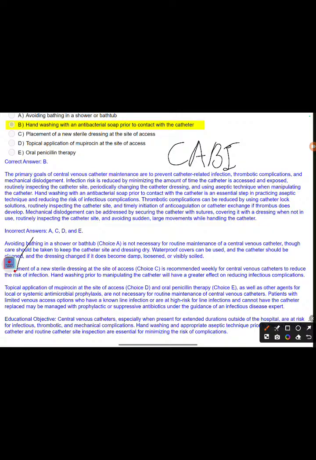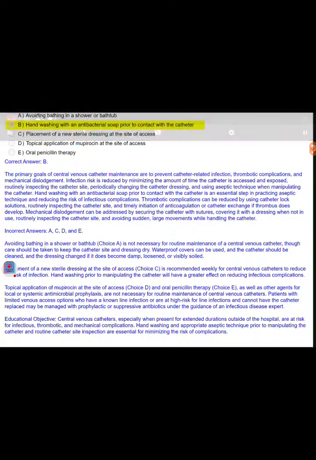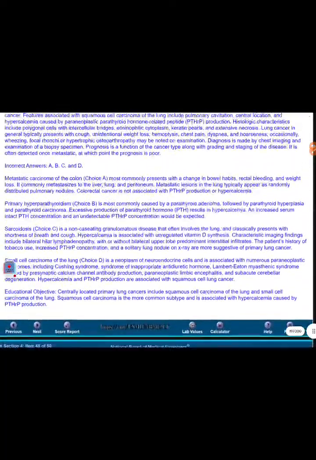Central venous catheters, especially when present for extended duration outside the hospital, are at risk of infectious, thrombotic, and mechanical complications. Hand washing and appropriate aseptic techniques prior to manipulating the catheter and routine catheter site inspection are essential for minimizing the risk of complications. I hope the session was helpful to you.